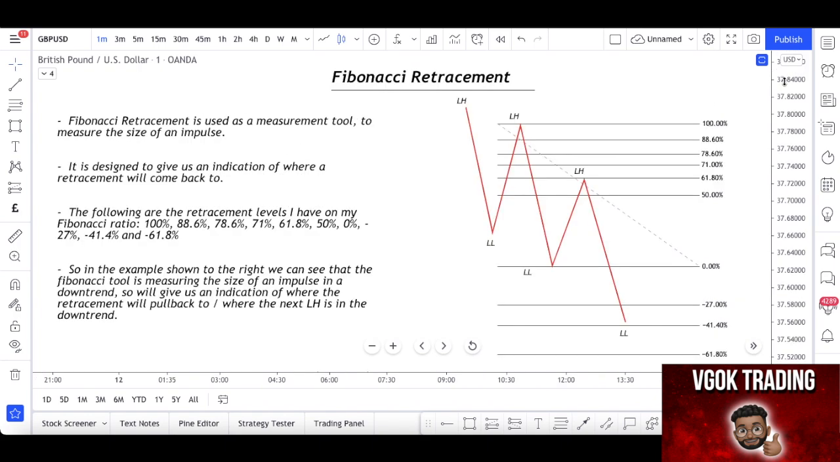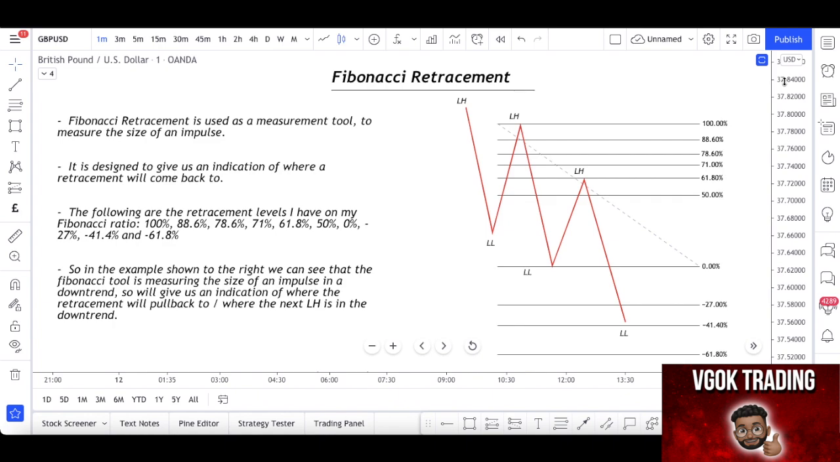So first and foremost, the main thing that we need to really understand about how to use this Fibonacci retracement tool is that it's used as a measurement tool. Think of it as our ruler in the market. Essentially, we're going to be looking at how to measure the size of an impulsive move. Now, it's actually designed to give us an indication of whereabouts a retracement or a pullback is going to come back to, which is what those percentages along the side of the Fibonacci retracement tool are indicating.